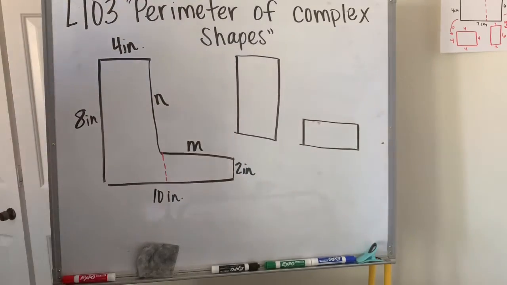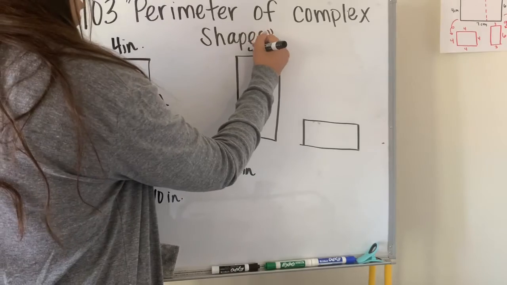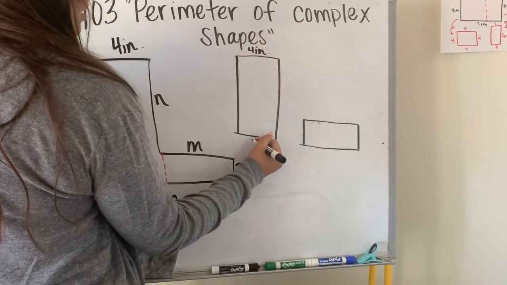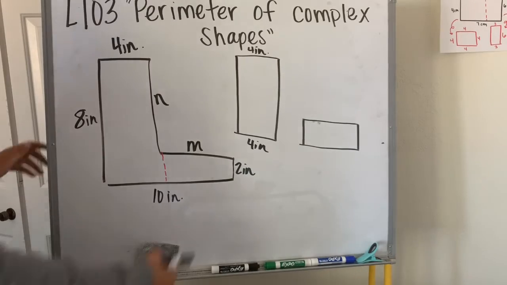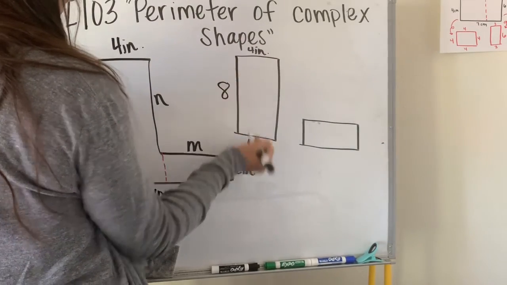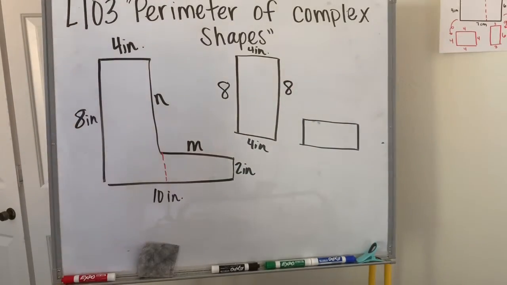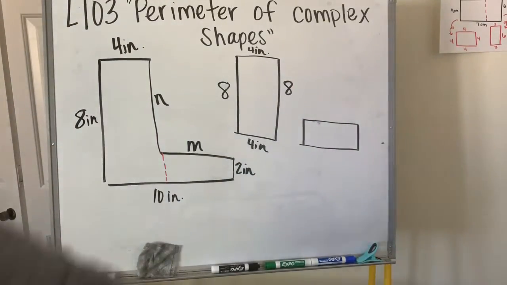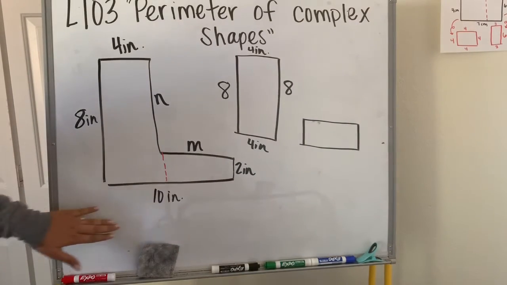I'm going to plug in the lengths that I know. I know that the top is 4 inches, which also means that this bottom is going to be 4 inches, right? And I know that this side is 8, which means that this side is also going to be 8. Now, when I take a step back and I compare this shape to my original, I have 10 inches on the bottom.